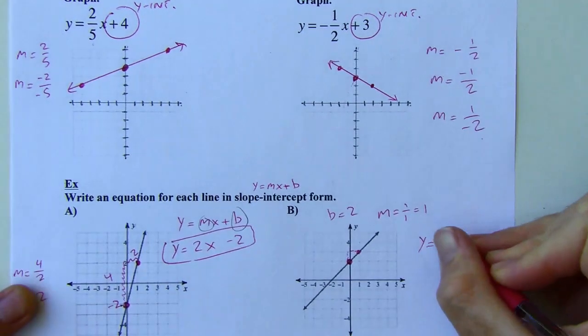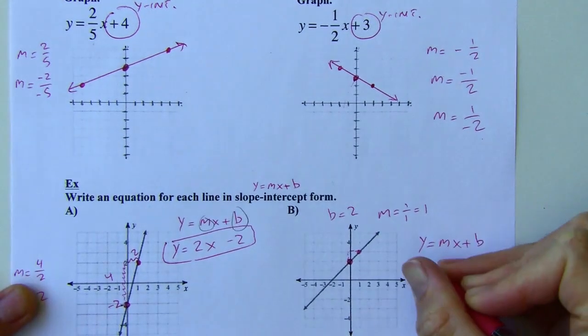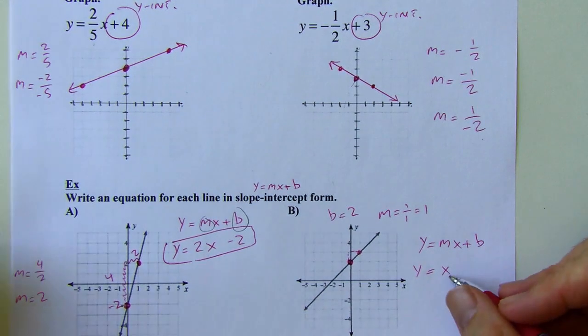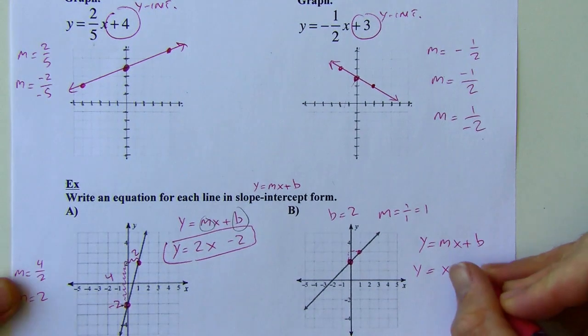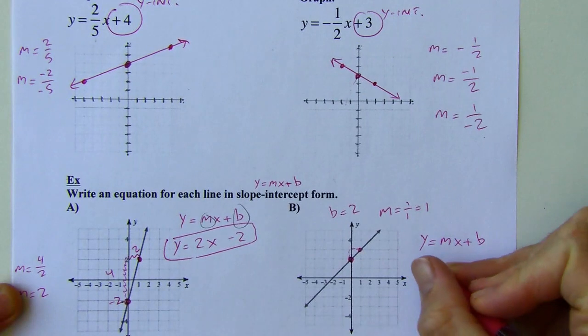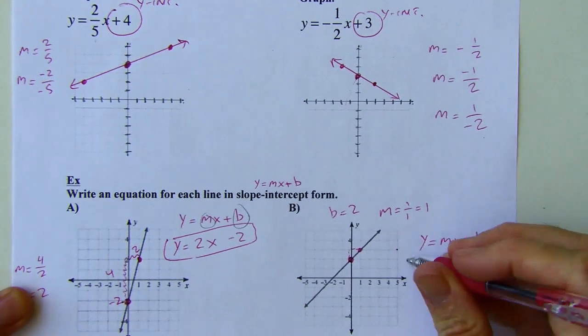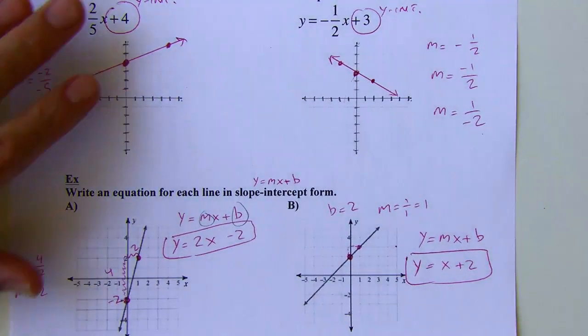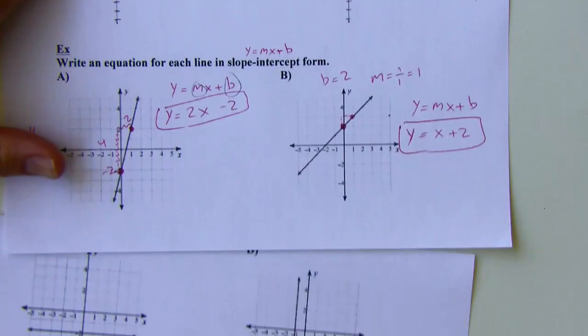Okay, so I'm thinking y equals mx plus b. The m is 1. You could write 1x, but you don't need 1x. I can see there's just 1x there, right? It's redundant to write 1x. You can just write x. And there's my solution. Okay. All right.